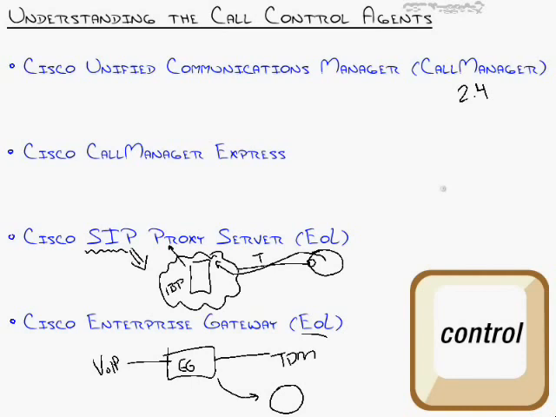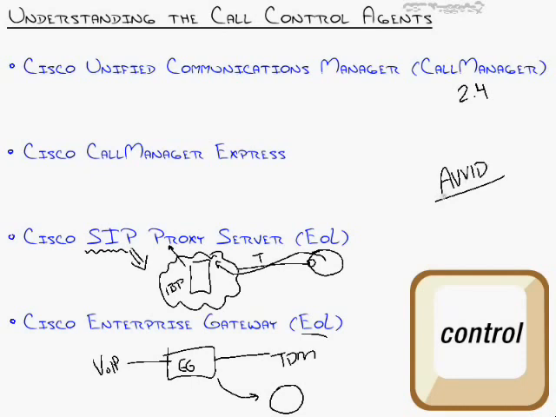Meaning they used to go, anyone remember this? AVVID. Architecture for Voice, Video, and Integrated Data. That was Cisco's original strategy and marketing scheme behind this, to get you voice, video, and integrated data all on one network. The problem is AVVID never caught on.